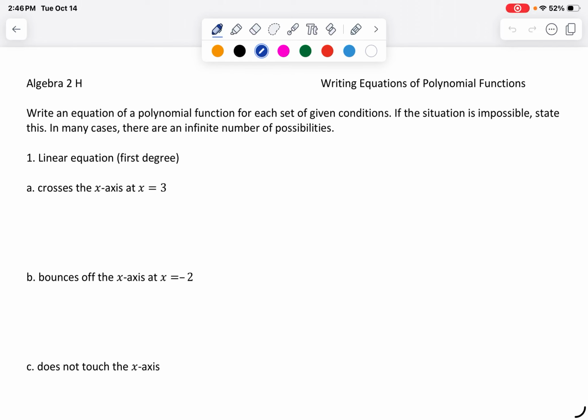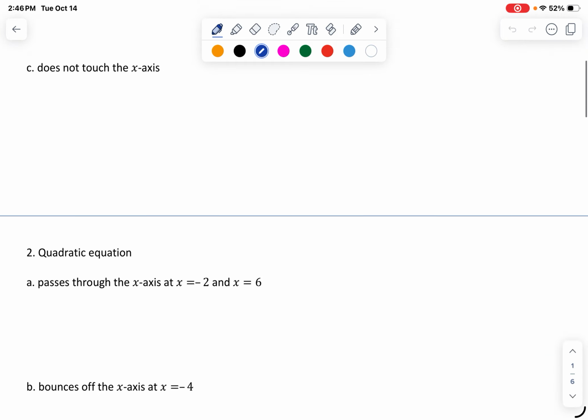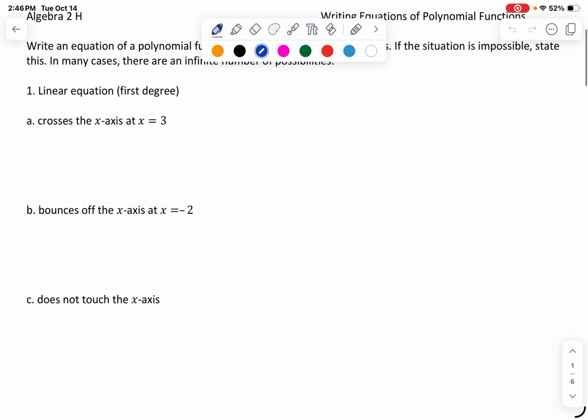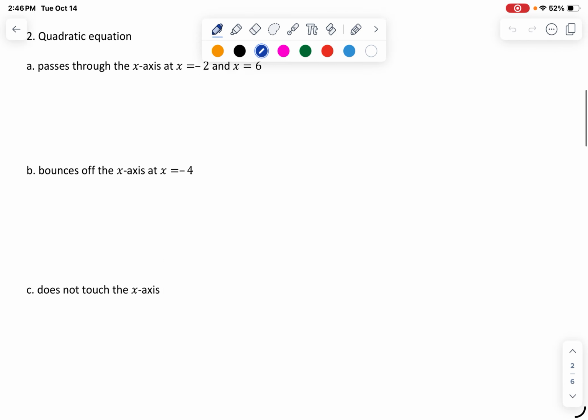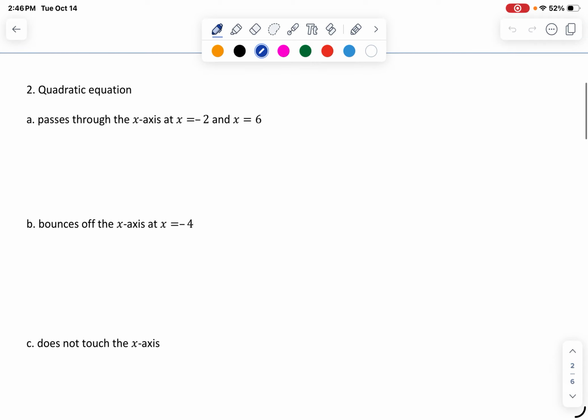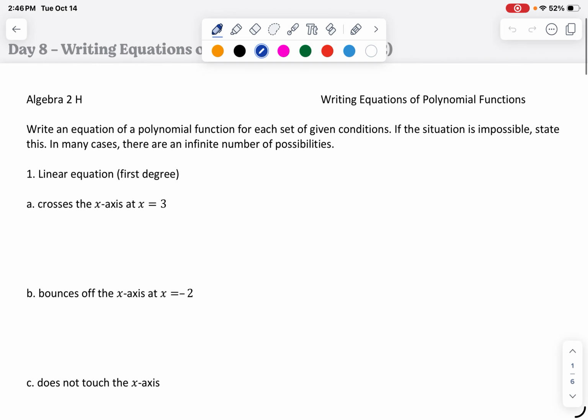All right, this is a video on our notes for writing equations of polynomial functions. So this is divided into sections. We have first degree polynomials, which is a linear equation, second degree polynomials, which is a quadratic equation, so on and so forth. So they're divided, and then from graphs.